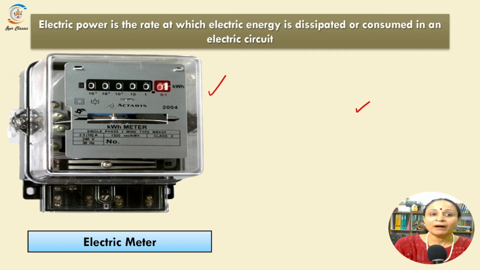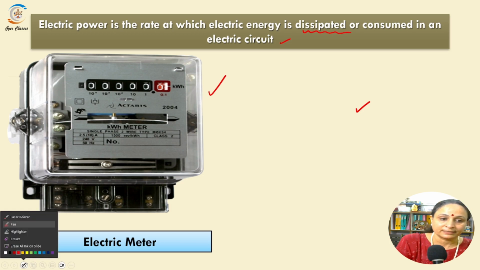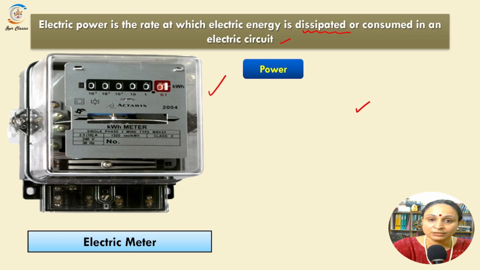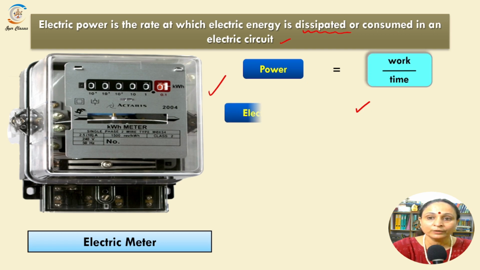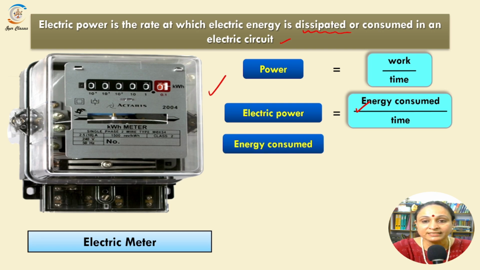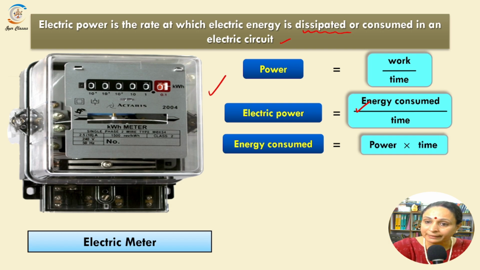The electrical power is the rate at which the electrical energy is dissipated or consumed in an electrical circuit. Now if that is the definition of electrical power, we need to calculate the energy which is consumed. Power is equal to, we know, work done divided by time. So what is the electrical power? That is the energy consumed divided by time. So energy consumption is the power multiplied by time.